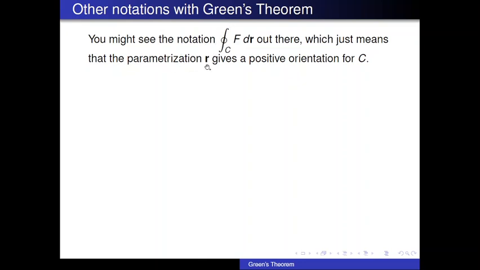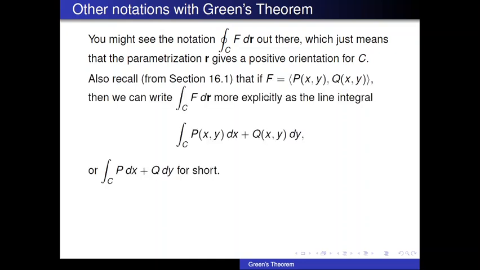Now, there could be different conventions about what gives a positive orientation, so you might need to watch out for that if you're operating in a different textbook or in a different course. But that is what this notation is meant to convey, that there is a particular orientation, a positive orientation, either one way around, say clockwise or counterclockwise.